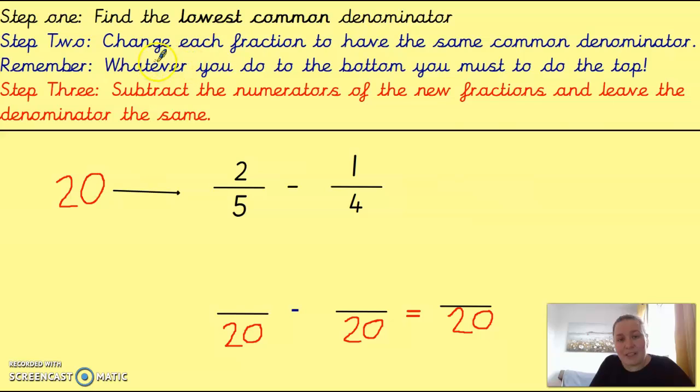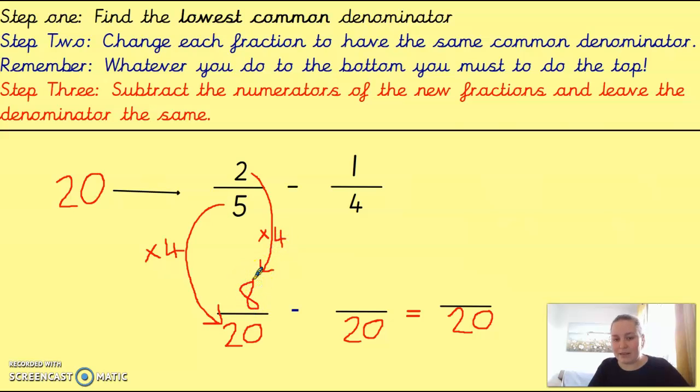Now, next step is change each fraction to have this denominator. Whatever you do to the bottom, you must do to the top. So we start with the bottom. How am I getting to 20 from 5? 5 times what? 5 times 4 is 20. Straight away, I'm going to do the same to the top so I don't forget. 2 times 4 is 8. Okay, 8 over 20. Now move to my next fraction.